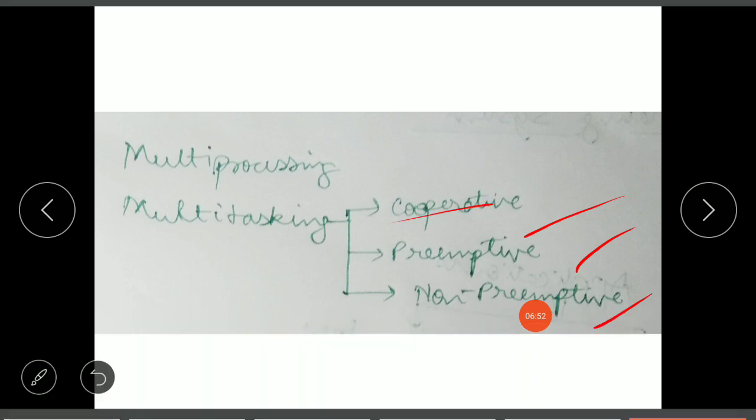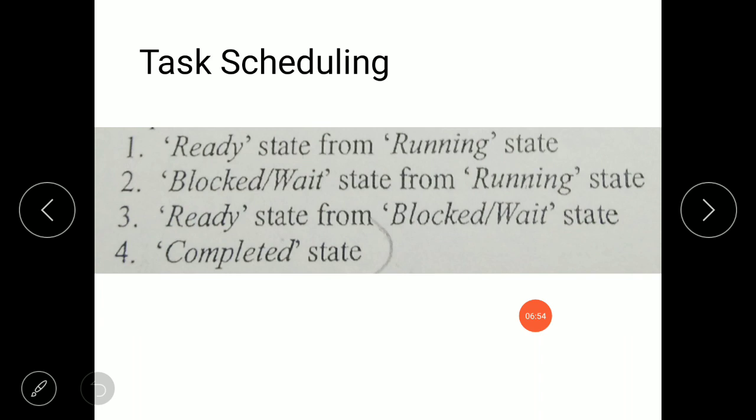Moving ahead, the next is task scheduling. Multitasking involves execution switching among the different tasks. Determining which task or process is to be executed at a given point of time is known as task or process scheduling. The kernel service which implements the scheduling algorithm is known as the scheduler.